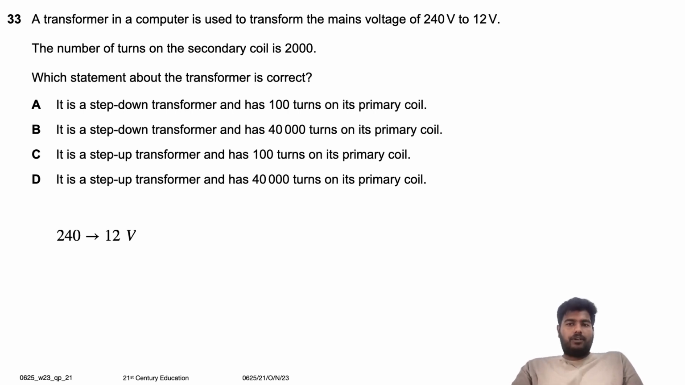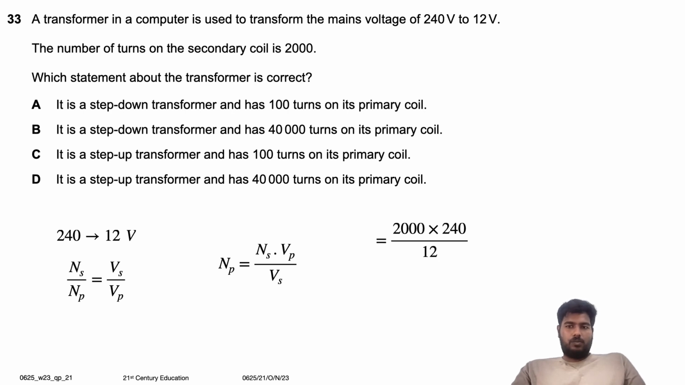We have an equation for that. Ns by Np is Vs by Vp. So S is secondary, P is primary, N is number of turns, V is voltage. So we have to find the number of turns in the primary coil. Let's rearrange this equation for Np. So Ns times Vp by Vs, and put the numbers. We are getting Np as 40,000. So it's 40,000 turns in the primary coil and it's a step down transformer. So option B.